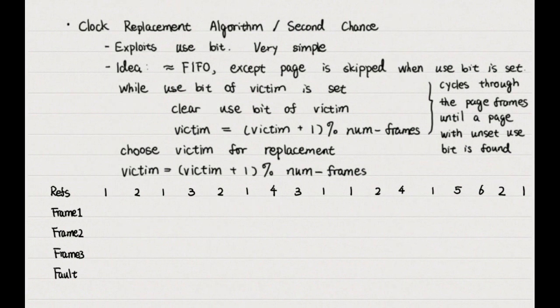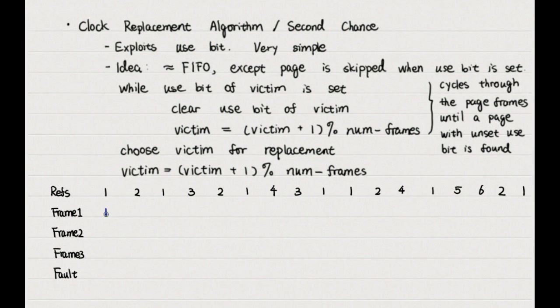The clock algorithm, also known as second chance, is one of the simplest algorithms that exploits the use bit. Clock is identical to FIFO, except that a page is skipped if its reference bit is set. The clock algorithm can be visualized as a victim pointer that cycles through the page frames. The pointer moves whenever a replacement is necessary.